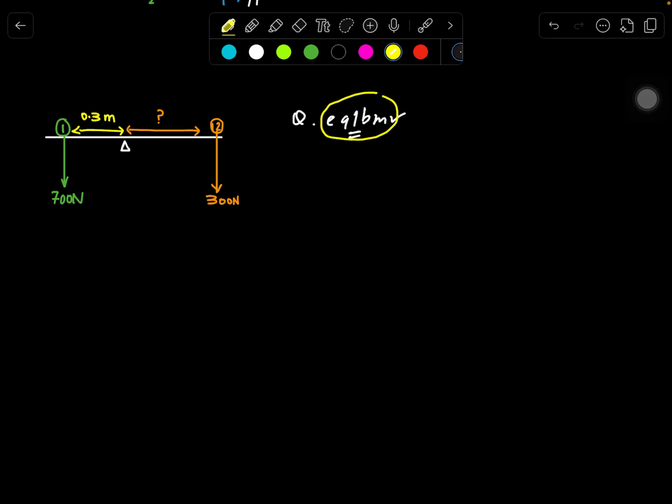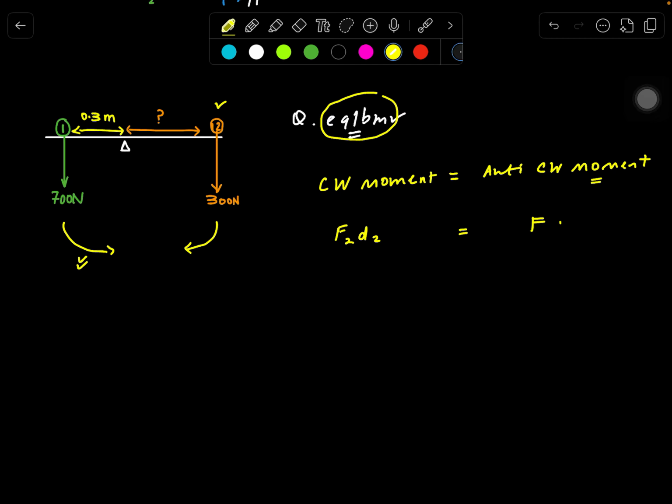Now, this condition that the object is in equilibrium is your indicator that you need to apply the principle of moments. And the principle of moments is that clockwise moment equals anti-clockwise moment. Now, which one's clockwise? If this one's going like this and this one's going like this, this one is clockwise. So clockwise is F2 d2 equals anti-clockwise. Anti-clockwise is this one. You apply the formula for moment, which is Fd, right?